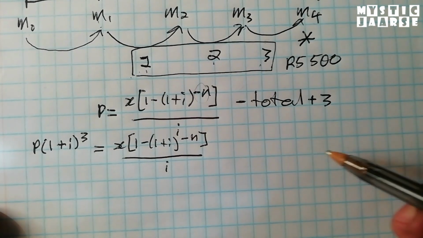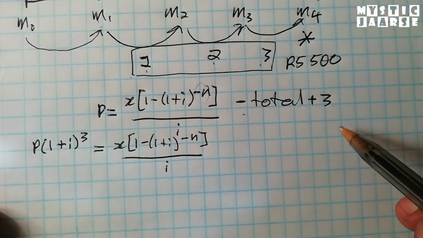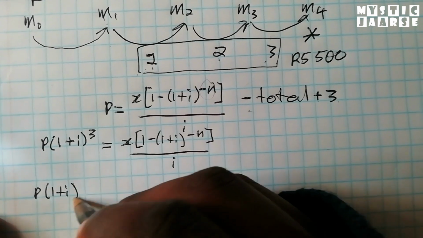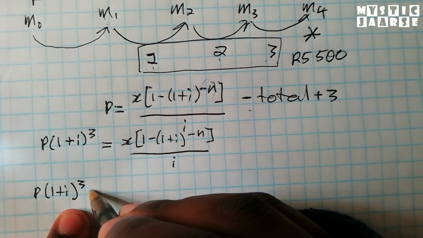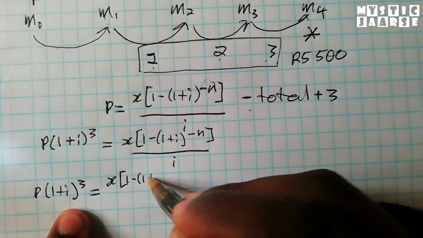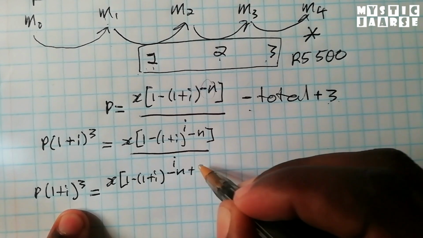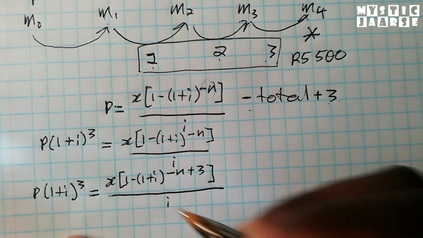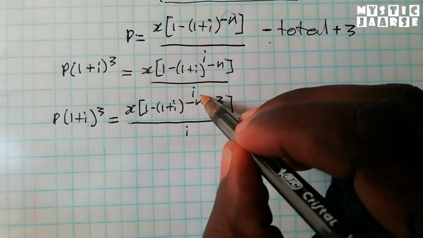So in order for us to take something away from a negative number, we use plus, right? So we will be having the principal amount into 1 plus I to the power of 3 months that the principal amount was gaining interest, is equal to equal payments into 1 minus 1 plus I to the power of negative n plus 3, all divided by I. So this is the formula that is going to help us to solve for n.